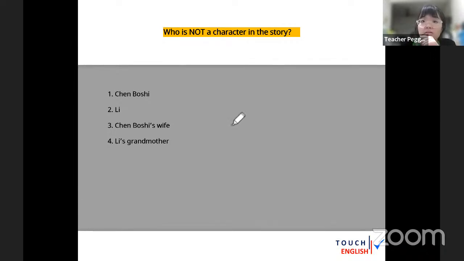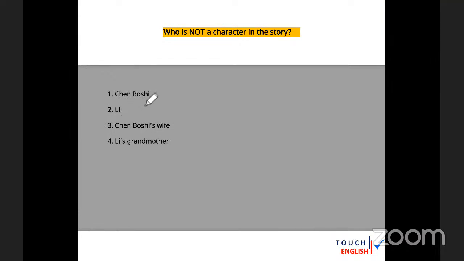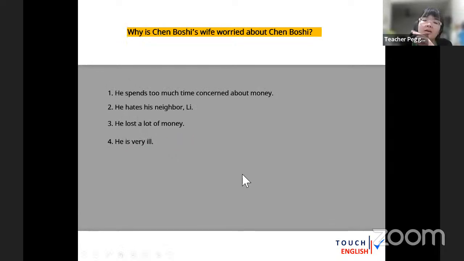All right. So who is not a character in the story? 1, 2, 3, 4. Number 4, Lee's grandmother. Okay, very good. Why is Chamboshi's wife worried about Chamboshi? Number 1, he spends too much time concerned about money. He hates his neighbor. He lost a lot of money. Number 3, he is very ill. What is the answer? Number 1. He spends too much time concerned about money and never takes care of himself. So that's why Chamboshi's wife is worried about him.